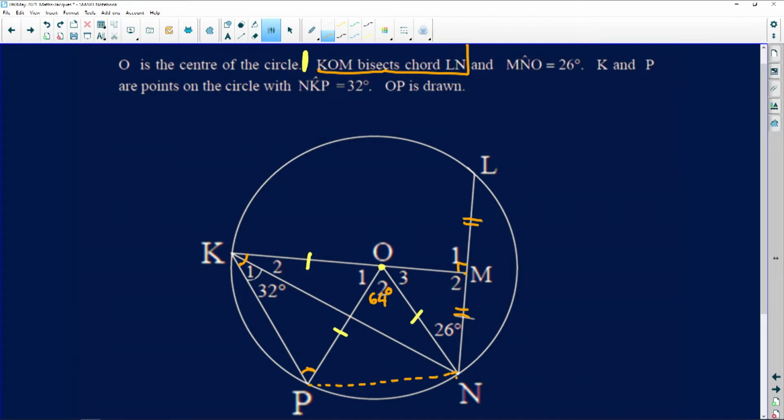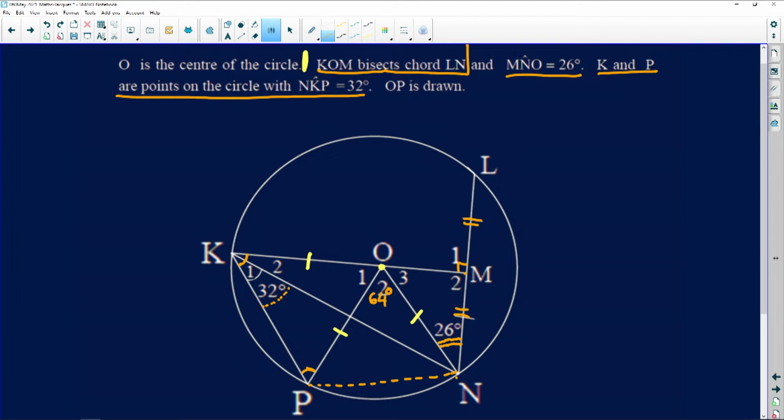Let's read on. MNO is 26. So they've indicated it over here that that angle there is 26 degrees. Let me just do that with it, else I'm going to confuse it with these angles. Okay, K and P are points on the circle with NKP 32. NKP, we've already used NKP, it's over here, it was 32. And then they tell us that OP is drawn. So this line is drawn in.